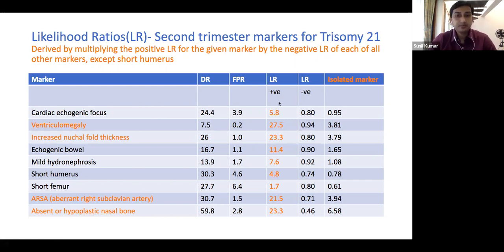But the likelihood ratio, if you see here: ventriculomegaly, increased nuchal fold thickness, ARSA, that is aberrant right subclavian artery, absent or hypoplastic nasal bone. These parameters have the highest likelihood ratio that the baby might have a chromosomal abnormality. In such cases, further studies have to be done. It should not be stopped there only.